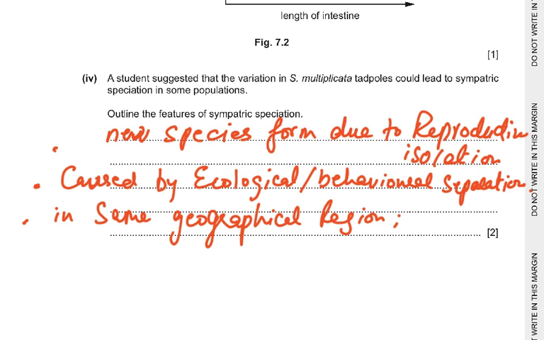So new species formed due to reproductive isolation caused by ecological or behavioral separation. You could have also said isolation, and it has to be in the same geographical region. You see, allopatric speciation, which is the opposite of this, has to be a geographical isolation. It has to be a geographical barrier between the two, and that results in allopatric speciation, which is not in this question, but it could come in another question this year.